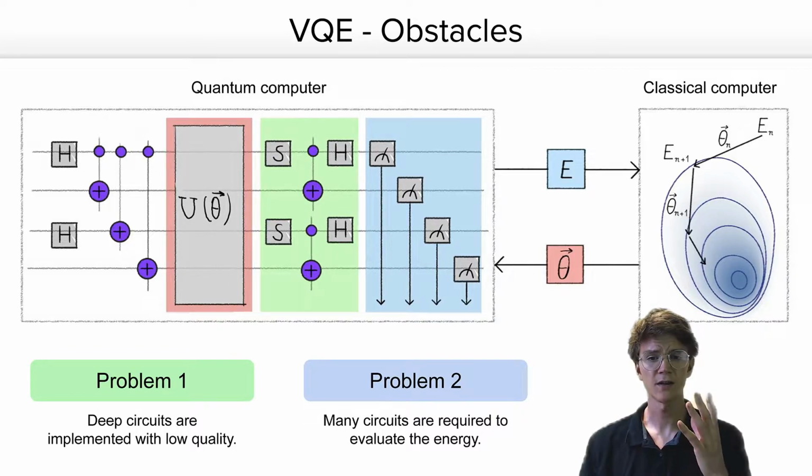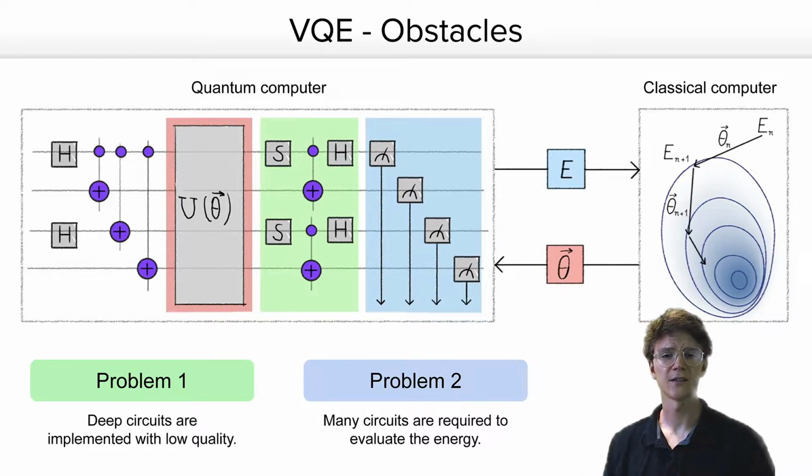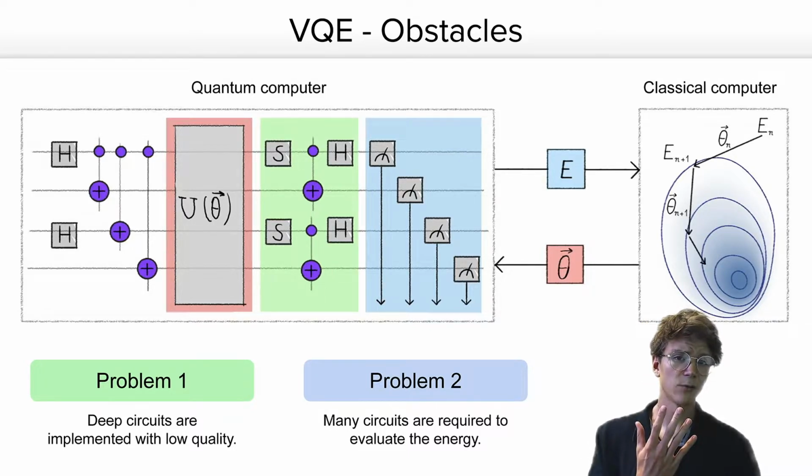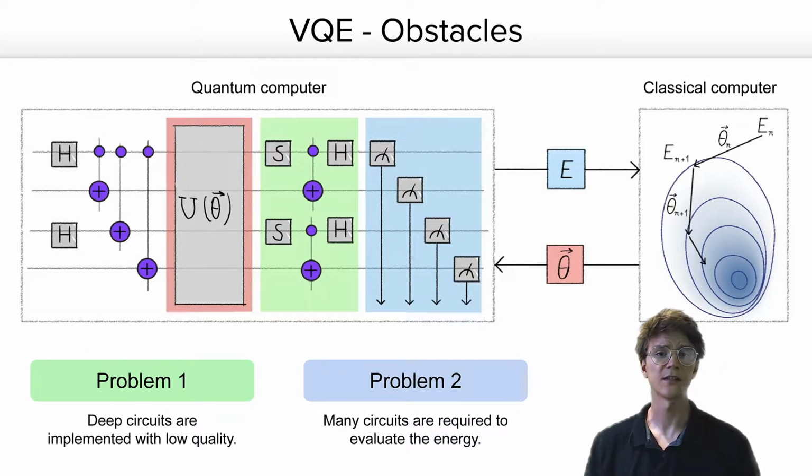On one hand, measuring global entangled states requires deep circuits with multiple CNOT gates. This is problematic because we don't have perfect qubit coherence nor gate fidelity. On the other hand, evaluating the energy of the system requires the measurement of a large number of Pauli operators.